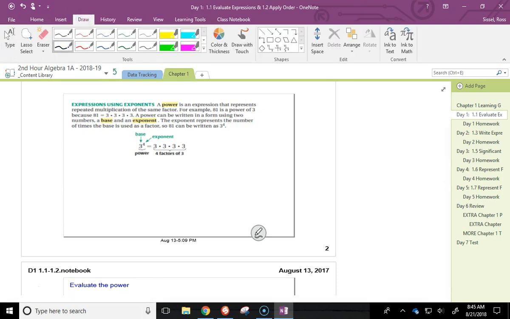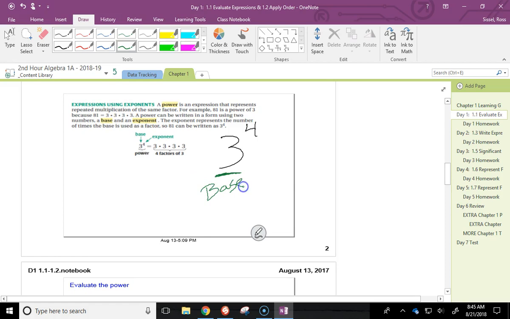And I think that's important. So I have 3 to the 4th power. This is going to be our base. So if we ever ask you what the base number is, there it is. It's where we're holding down the ground. This is our power, or our exponent.